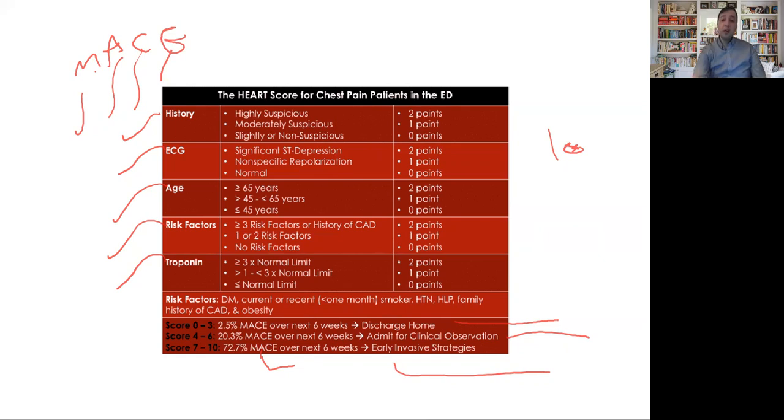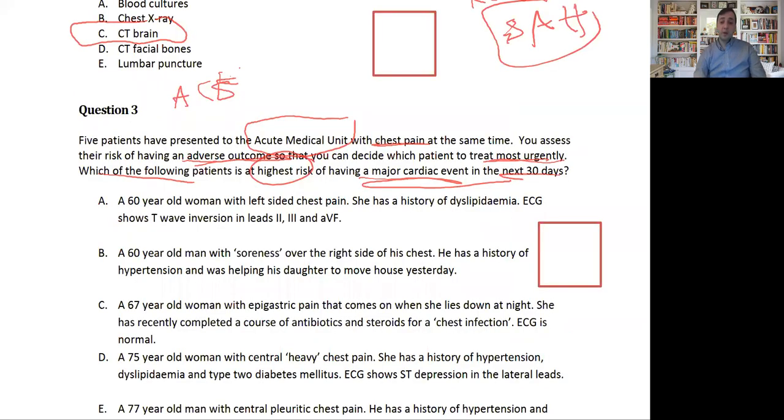So let's go back to our question here. So here we have a 60-year-old, which takes 1 point, with left-sided chest pain. Left-sided chest pain takes 1 point because it is not typical cardiac chest pain. Typical cardiac chest pain is going to be retrosternal chest pain.